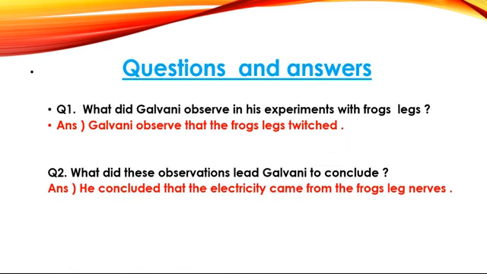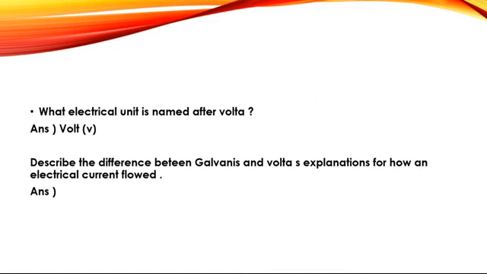There are questions for you. What did Galvani observe in his experiments with frogs' legs? Galvani observed that the frog's legs twitched. And what did these observations lead Galvani to conclude? He concluded that the electricity came from the frog's leg nerves. What electrical unit is named after Volta? That is the volt. The symbol is a small letter v.